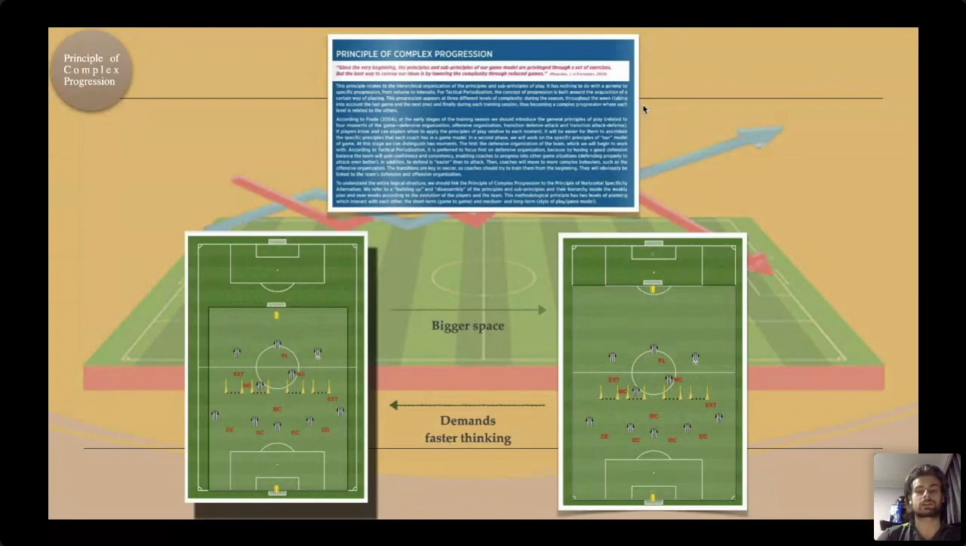Because if I start with the left one, we need to think faster, to adapt faster. If I start with the right one and then change to the left one, the adaptation will be different, because they start with the bigger space and then I close the space. This is a complex progression, right? And we need to think about it.